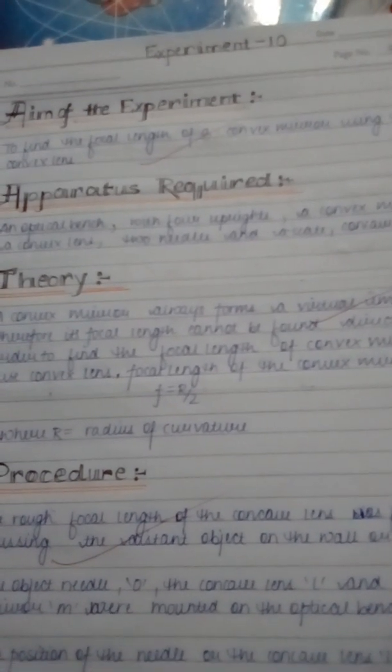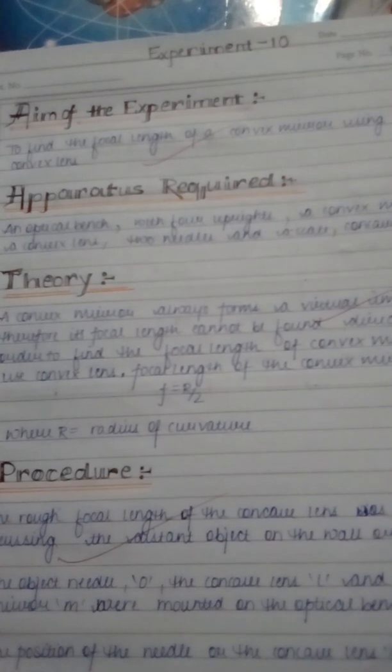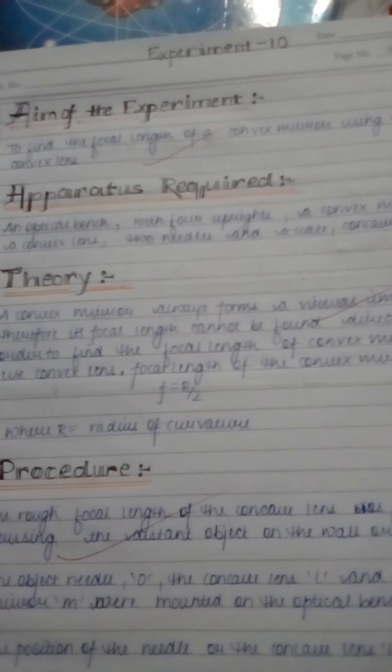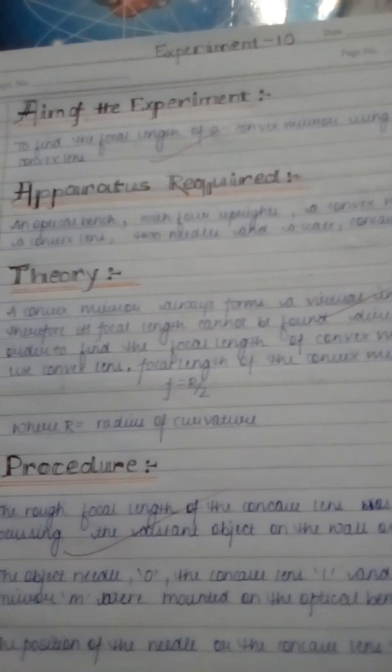And the last experiment for today: the ray diagram is this, and this is the experiment title: to find the focal length of a convex mirror using a convex lens. The procedure, theory and apparatus required are present over here. And here is the observation table.